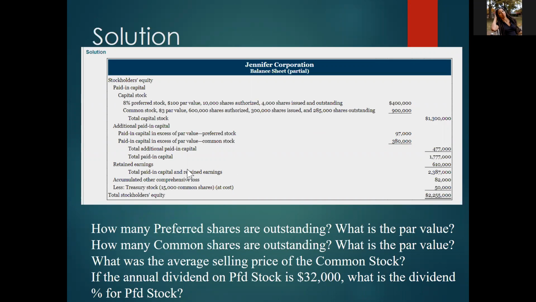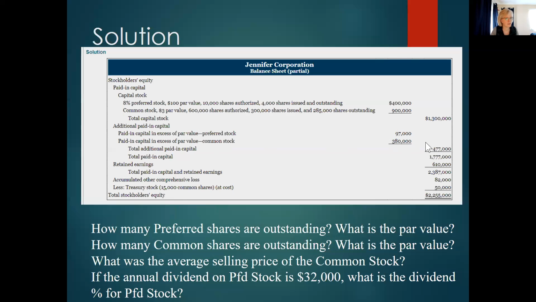Now it's telling us we have 285,000 shares outstanding, and that tells us that the company has treasury stock. And down here, you can see treasury stock, 15,000 shares. And that means we issued 300,000, we bought back 15,000, leaving us with 285,000 outstanding, still held by the stockholders, not by the company. Okay. Any questions on that?